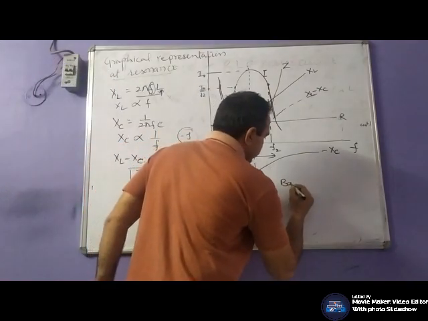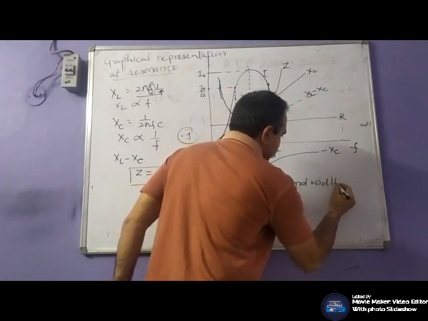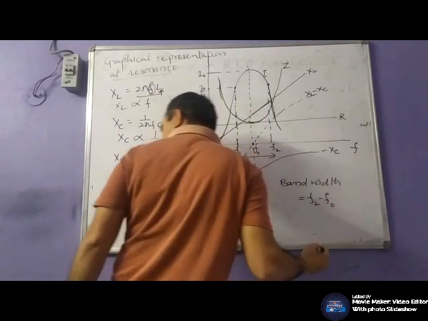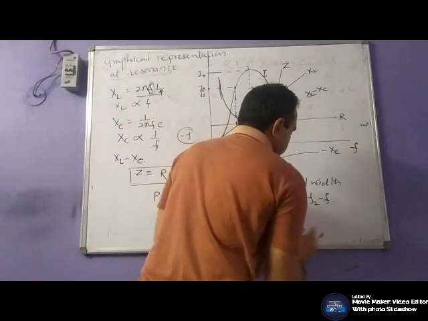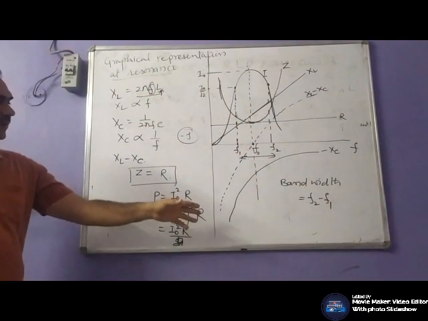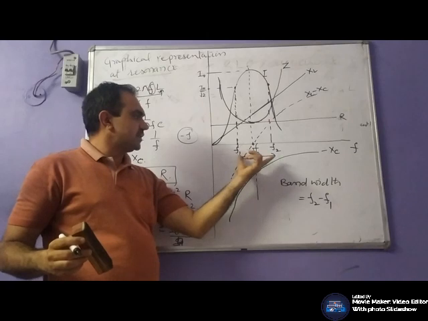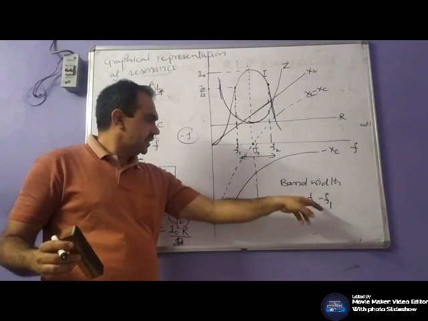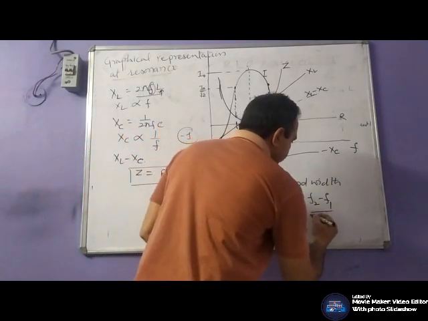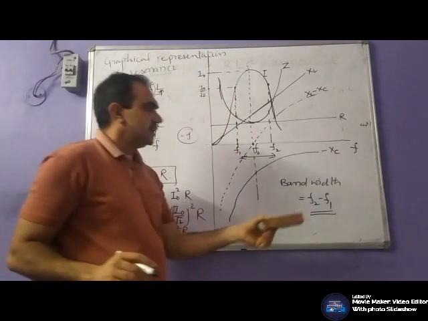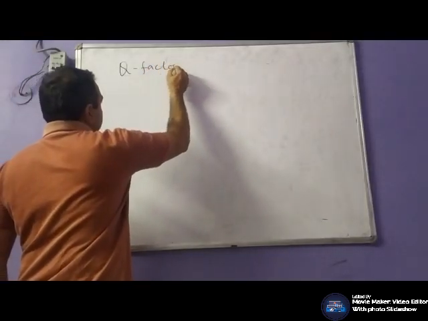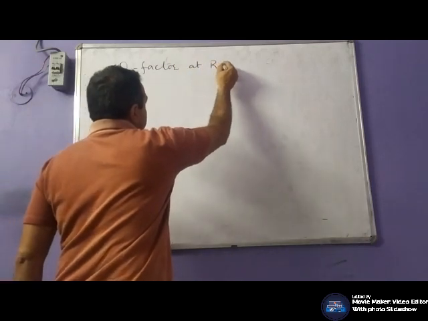The bandwidth is F2 minus F1. Bandwidth, these frequencies would be on both sides of the resonant frequency, and the band of these frequencies would be known as bandwidth. Quality factor at resonance.